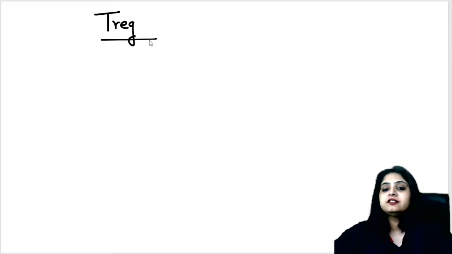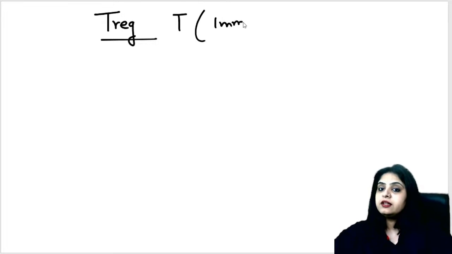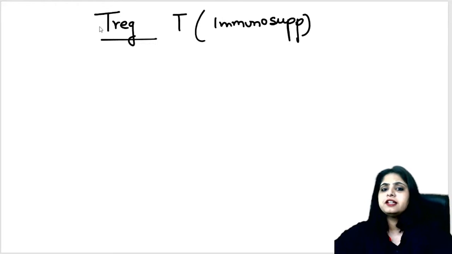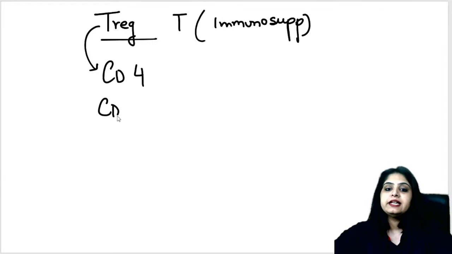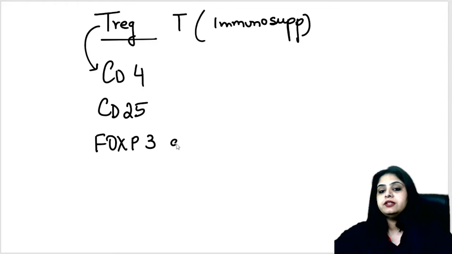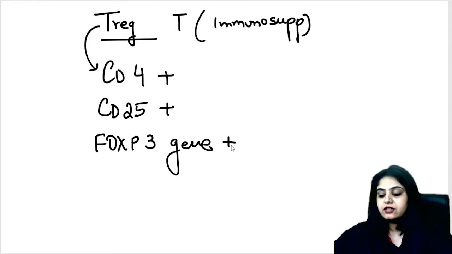T regulatory cells is the only T cell. Normally, what do I say? T cells help in my immunity. This is the only T cell which is immunosuppressive. It has immunosuppressive action. So you will say T cell matlab ma'am, is it CD4 or CD8? It is a CD4 type of T cell, but it has something extra. It has CD25 and it is regulated by the FOXP3 gene. CD25 and FOXP3 gene, that is the T regulatory cell.